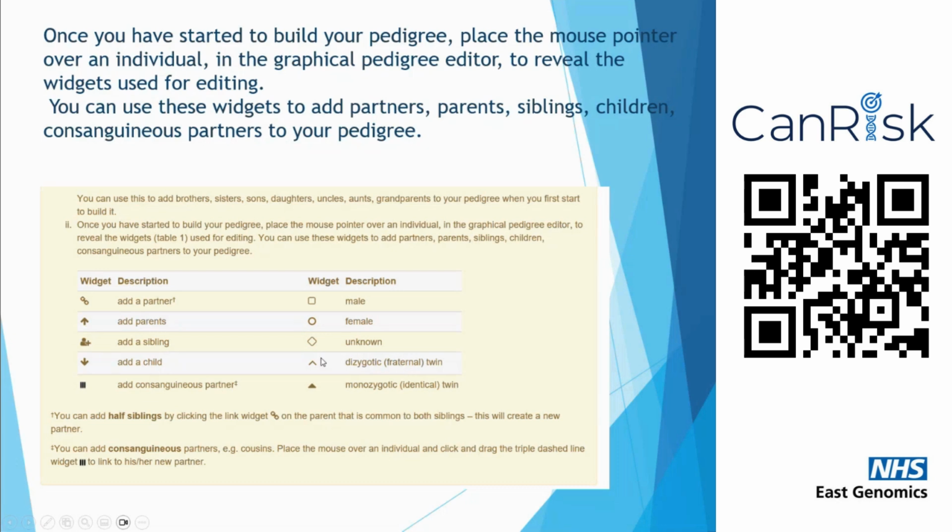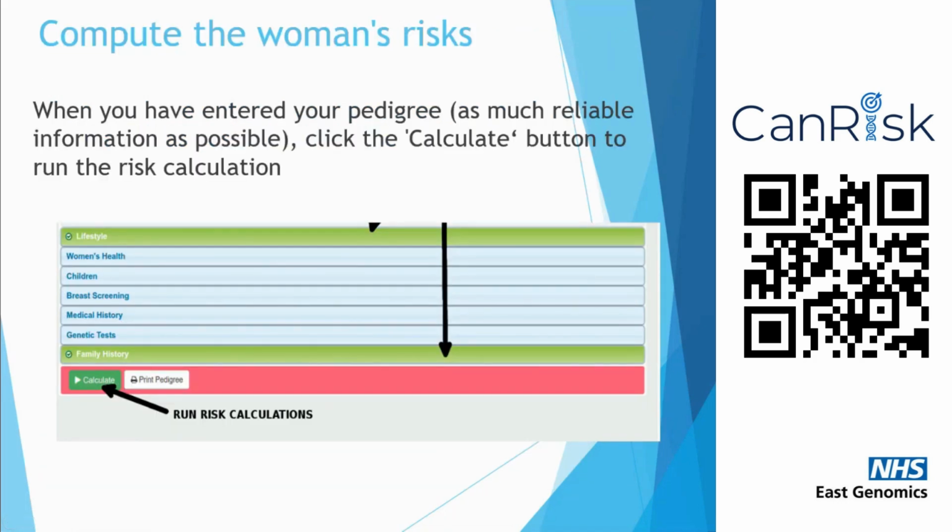Dizygotic fraternal twins, a little arrow up, and a filled in triangle is a monozygotic or identical twin. And you can add half siblings as well.